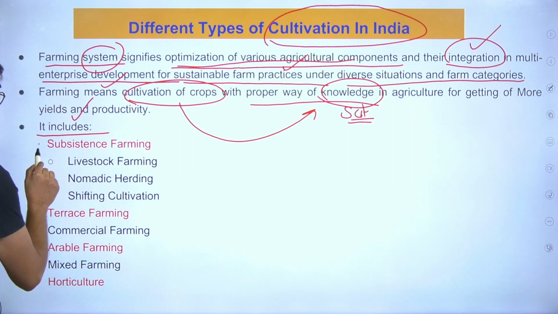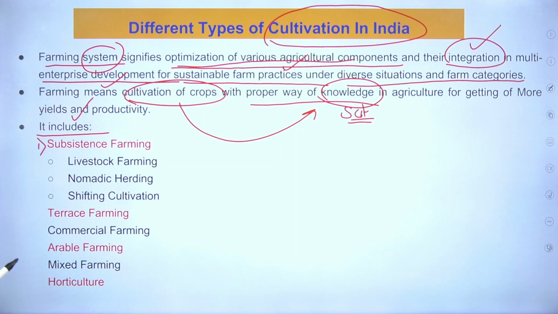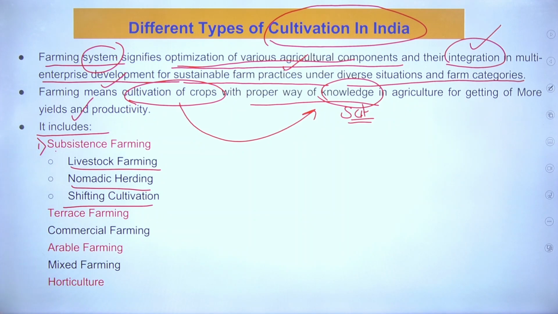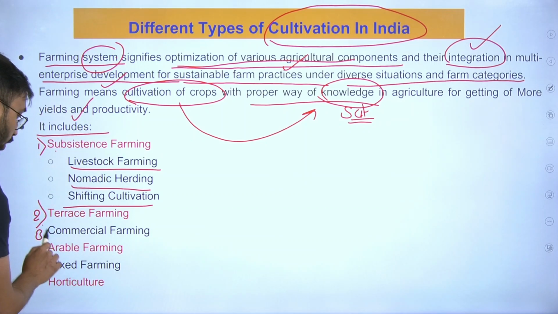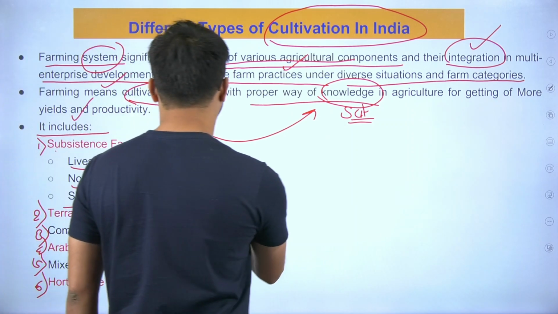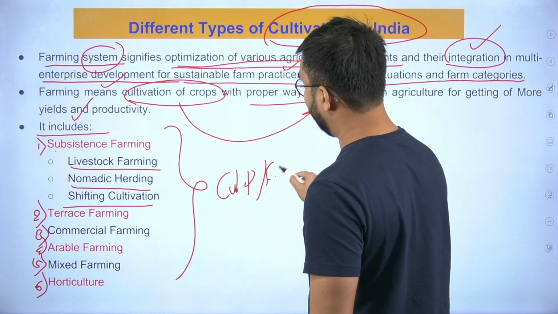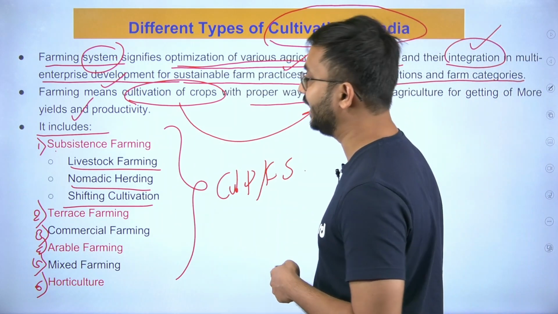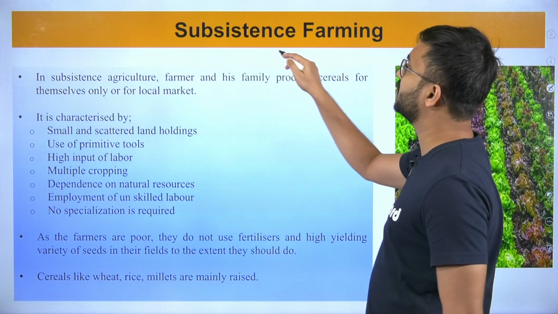The first thing to look at is subsistence farming. There are three further types of subsistence farming: livestock farming, nomadic herding and shifting cultivation. The second is terrace farming, which is a farming activity that takes place in hilly or mountainous regions. Then it's commercial farming, then arable farming, then mixed farming, and last is horticulture. These are the basic types of cultivation practices or farming systems which we carry out in our agricultural activity. We will start our discussion with subsistence farming.